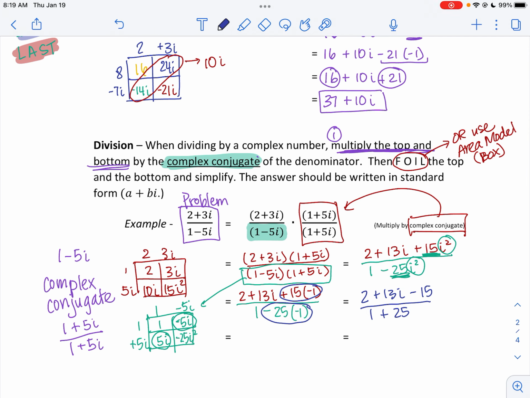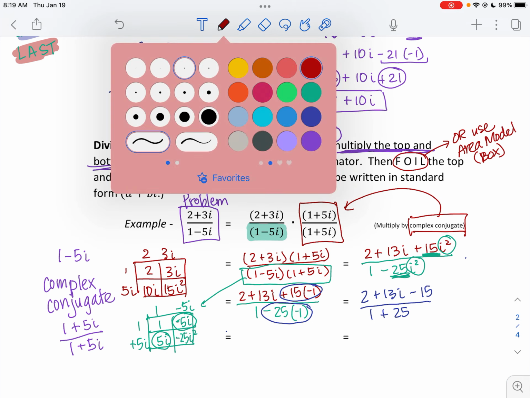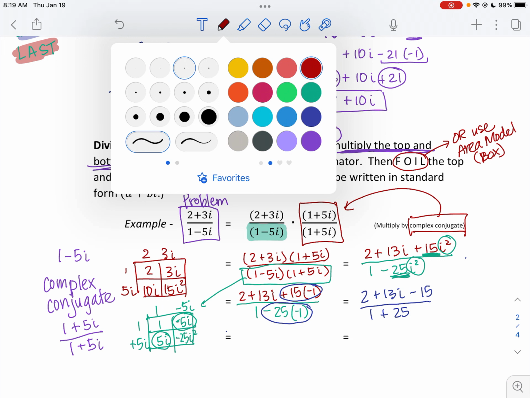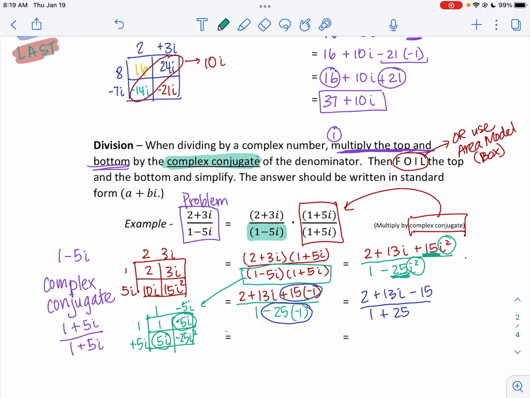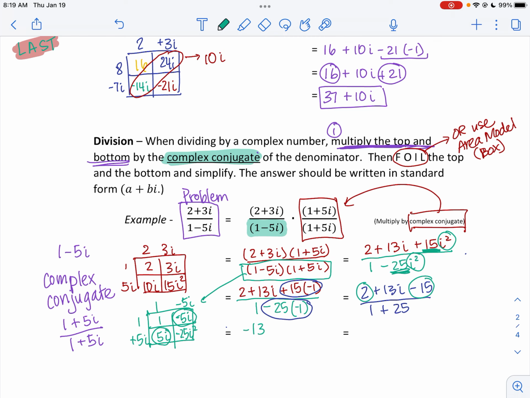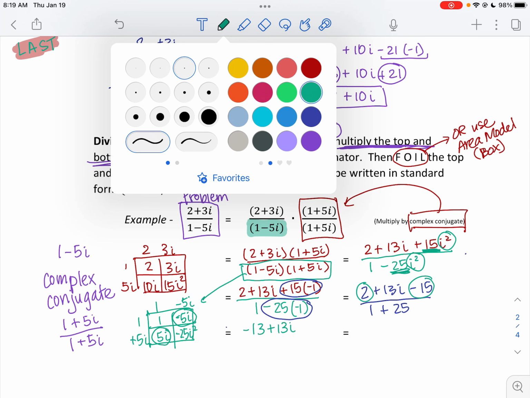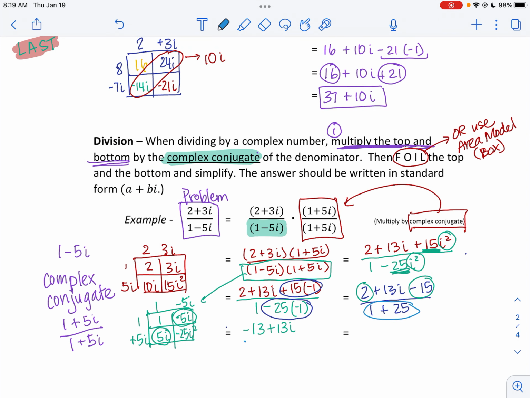Okay, I think I skipped a step here by using the area model, so I'm just going to end up answering it on the first equal sign here. I'm going to go ahead and simplify these steps. Let me choose a different color. Green will be good. Negative 15 and 2 can be combined because they're like terms, so that's negative 13 plus 13i. And then the denominator would be simply 26. There is one more step.